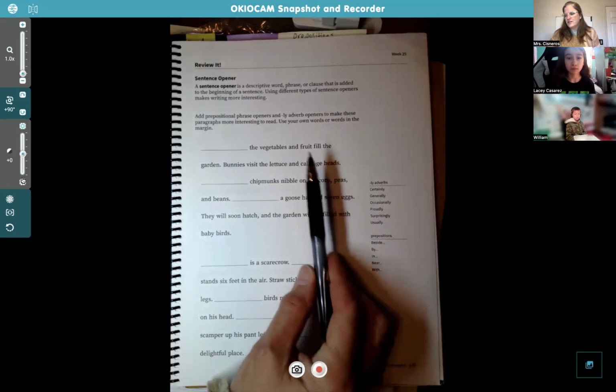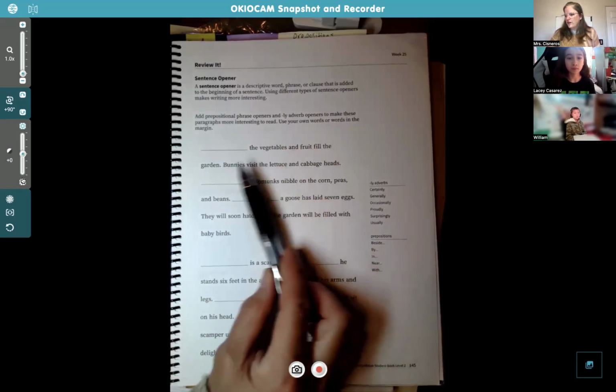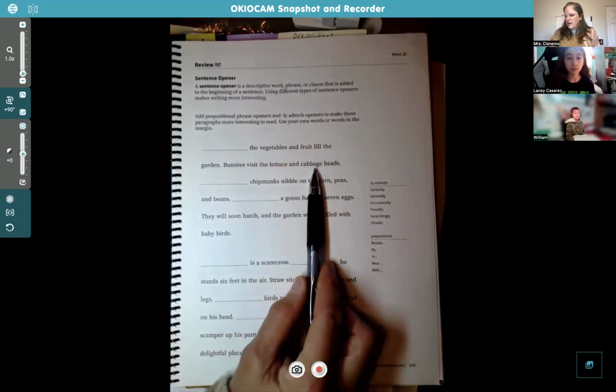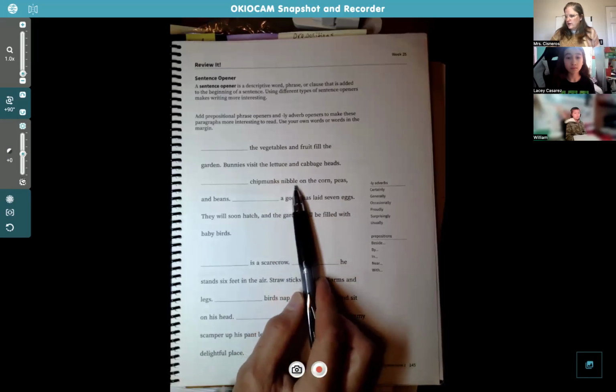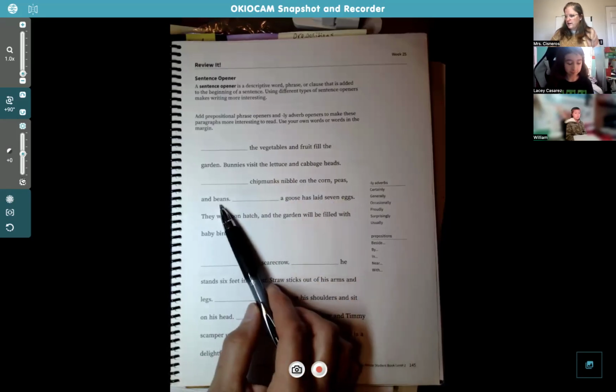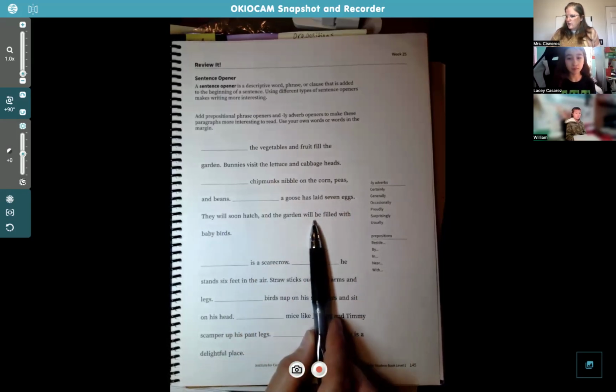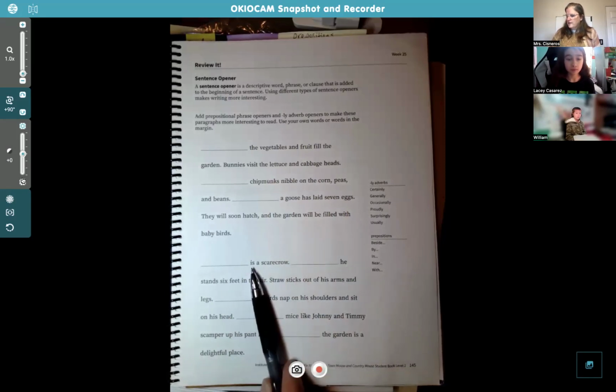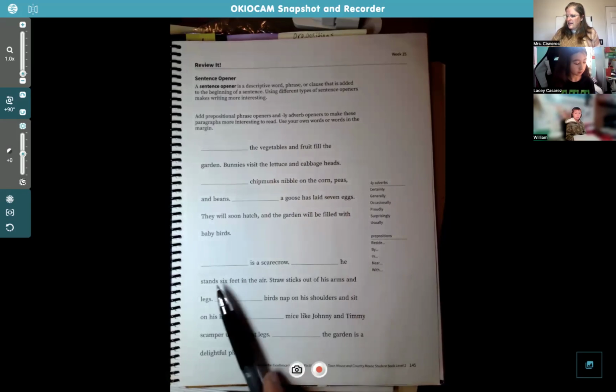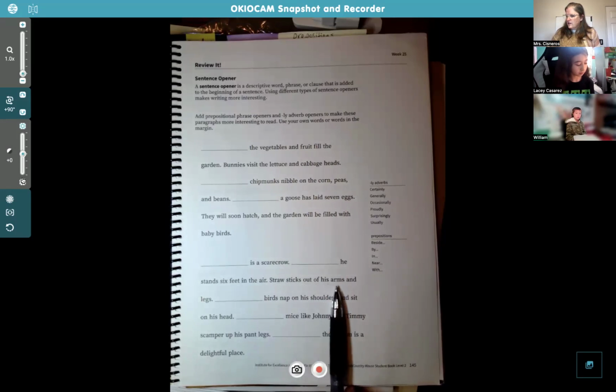So without it, it just says, the vegetables and fruit fill the garden. Bunnies visit the lettuce and cabbage heads. Chipmunks nibble on the corn, peas, and beans. A goose has laid 7 eggs. They will soon hatch, and the garden will be filled with baby birds. There is a scarecrow. He stands 6 feet in the air. Straw sticks out of his arms and legs. Birds nap on his shoulders and sit on his head. Mice like Johnny and Timmy scamper up his pant legs. The garden is a delightful place. So that's how it sounds without the openers.